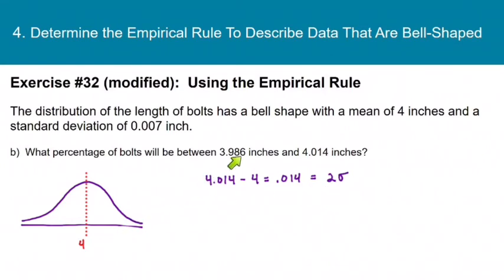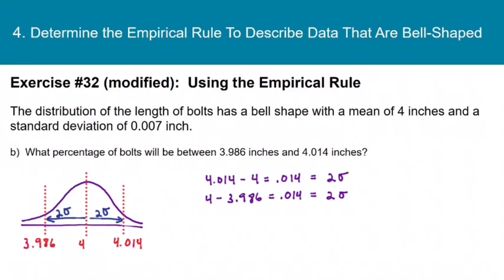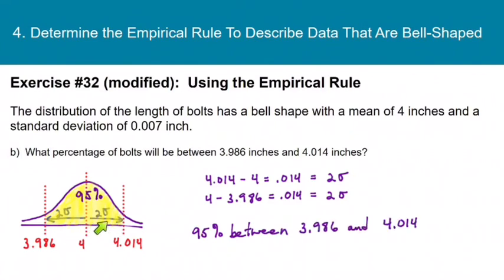And then we can do the same thing for 3.986. So 4 minus 3.986 also gives us 0.014, and of course that's still 2 standard deviations. So now we can draw our 2 lines here, both 2 standard deviations away from the mean, and we can label them 3.986 and 4.014, and we know that the empirical rule says that approximately 95% of the data will be within 2 standard deviations of the mean.